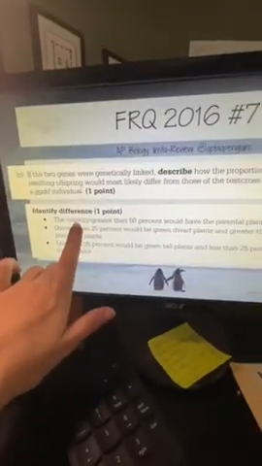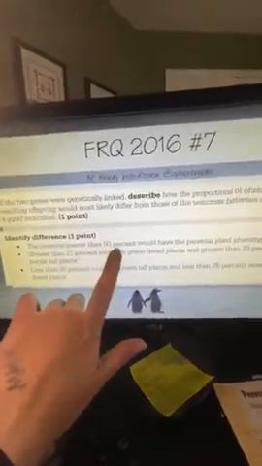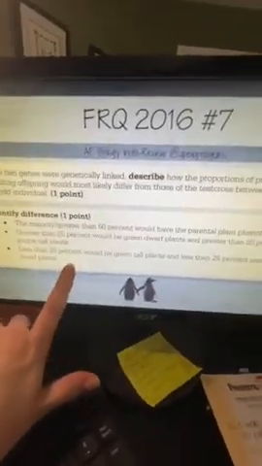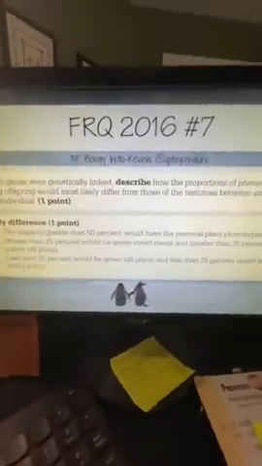And so that's exactly what the scoring guidelines had. You could have said majority or greater than 50% of the parental plant phenotypes. You could have also said that less than 25% would have been green tall and less than 25% would have been the purple dwarf, okay? So I hope that was helpful.